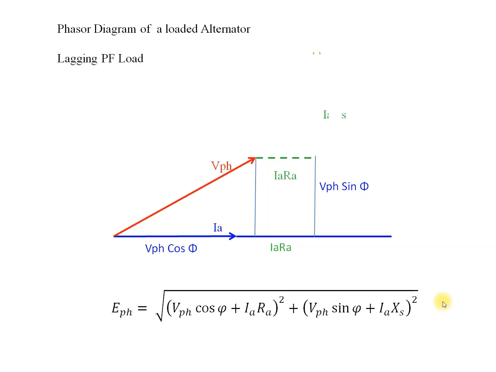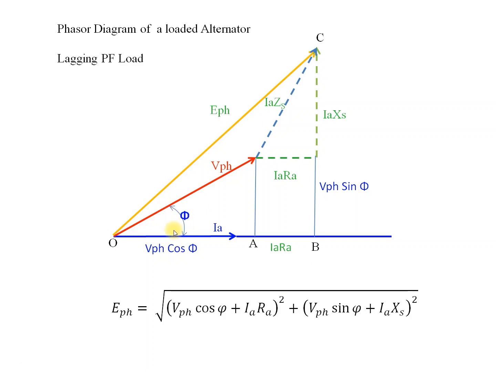If you have a lagging power factor, then V phase and IA will not be in phase. IA will be lagging behind this V phase, so we draw it from this phi angle. This is going to be a phi angle. The V phase will be leading IA by phi angle. So we will get the IA RA drop as shown here.